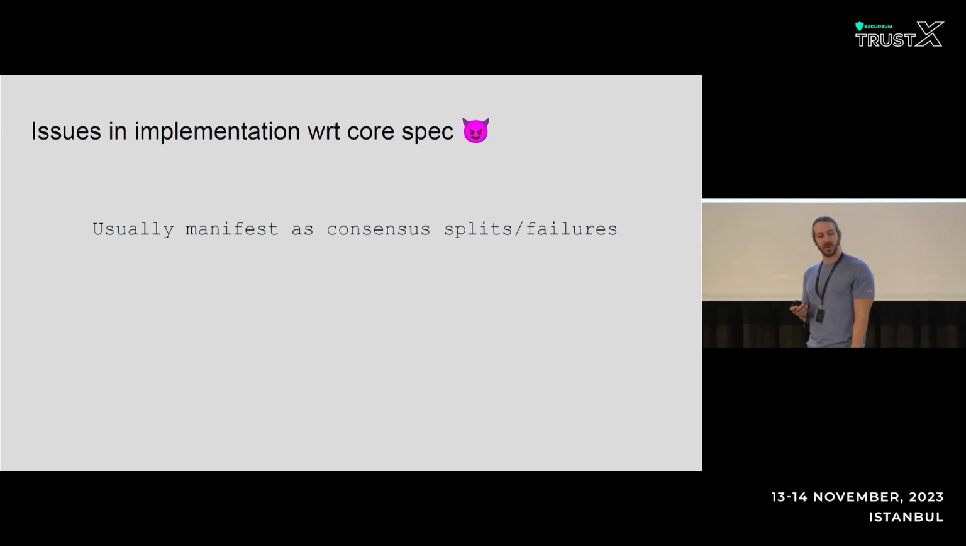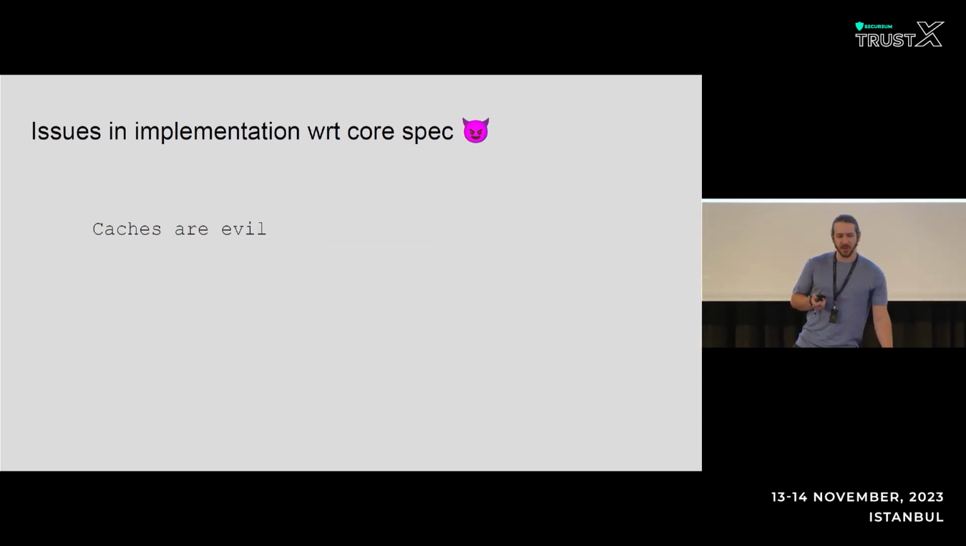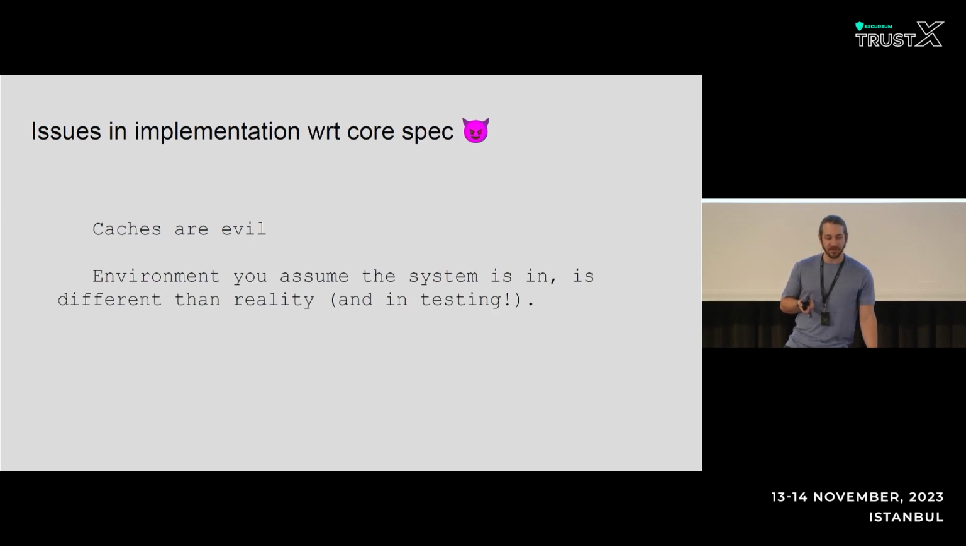When there's an issue with respect to implementation, with respect to the core specification, it usually manifests as a consensus split, usually as my client disagreeing with your client, in usually an irrecoverable way. Maybe my balance is one off of yours. Now we can no longer communicate and agree on the same chains. Furthermore, these things are often caught by testing before you actually get to a client being in the wild. Except that caches are evil, and these things become very stateful.